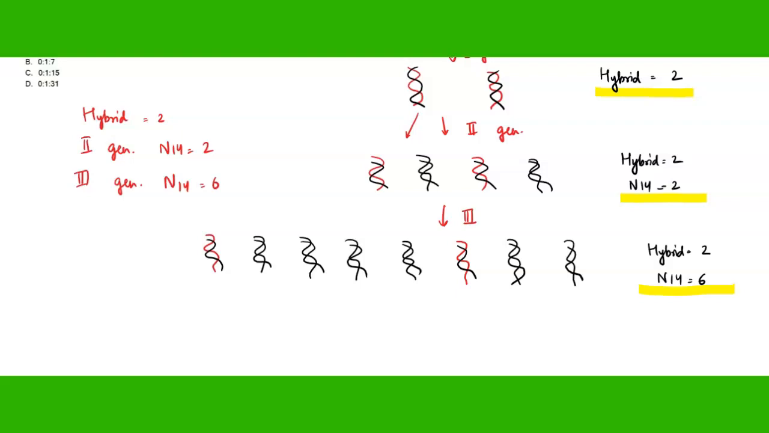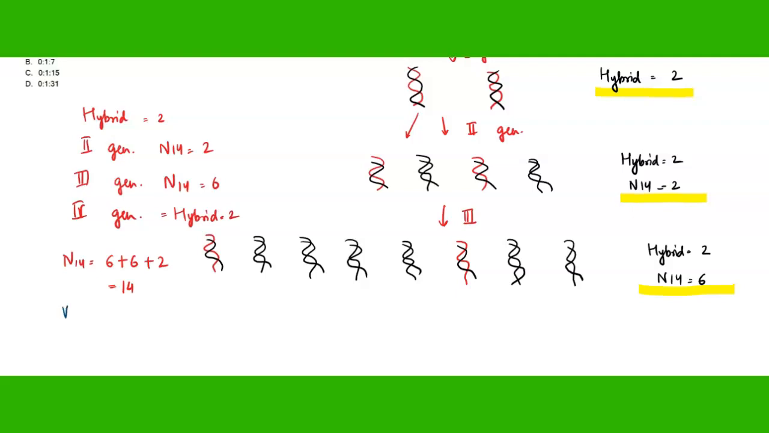Suppose you need to find it out for the fourth generation. How are you going to do? One thing is sure, that in the fourth generation, hybrid will again be 2. But what about N14? Now whatever number you have in third generation, it was 6. You will double it. So when you will double it, 6 plus 6, right? Plus 2 you will add on, because in the hybrid 2 strands are there. So it will become 14. So in fourth generation, N14 will be 14.